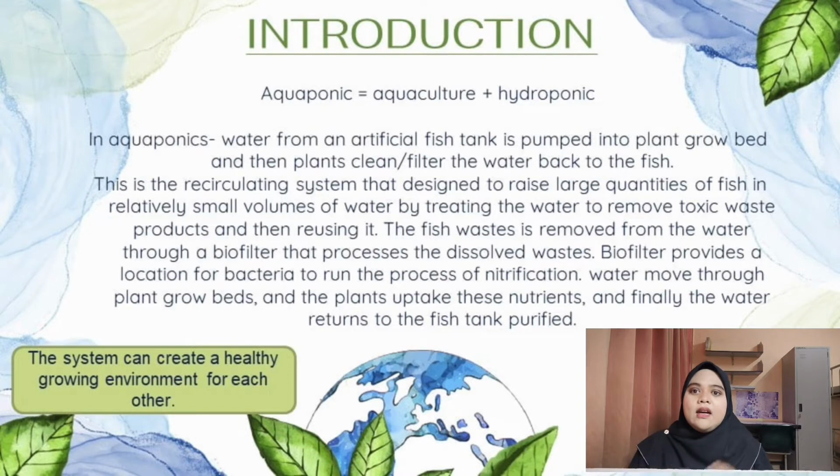In the filters, the fish waste is removed from the water through a biofilter that processes the dissolved waste. The biofilter provides a location for bacteria to convert ammonia, which is toxic for fish, into nitrate, a more accessible nutrient for plants, in a process called nitrification. The water containing nitrates and other nutrients flows through the plant grow beds. Then the plants take up these nutrients and finally the water returns back to the fish tank.